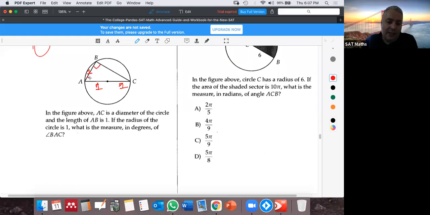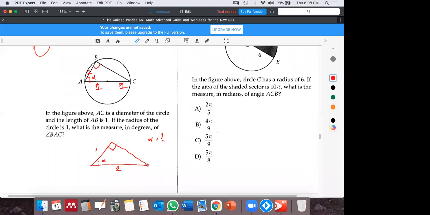BAC. So this angle, alpha. Let me draw the figure. What I have: 90 degrees, alpha, which I will find. This is my question. And this is 90 degrees. This is 1, and this is 2. How can I find it? Do you have any idea? We can use the Pythagorean theorem and find the special triangle.